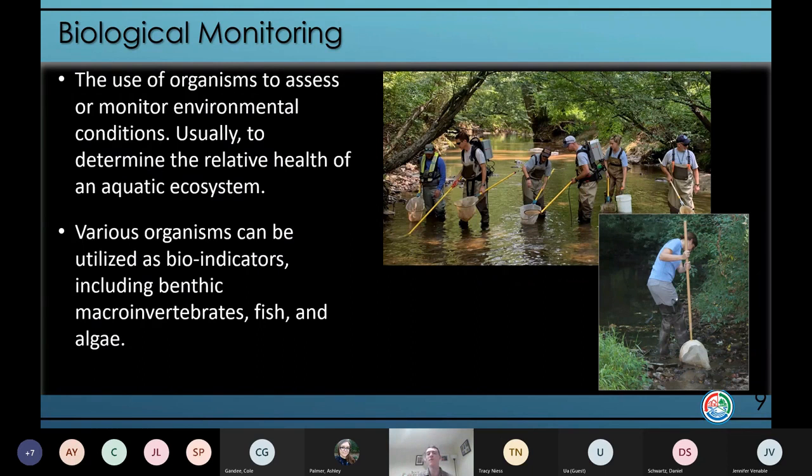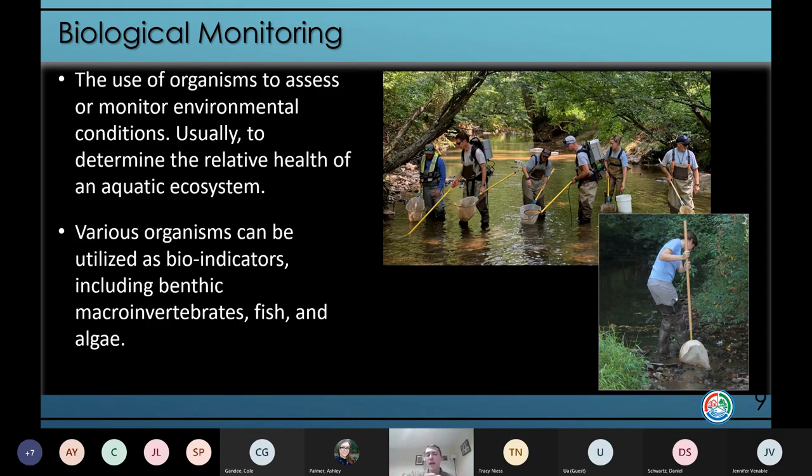And so most of them float to the top when they're stunned. And then people with the net scoop them up before they become unstunned. And then we put them in a bucket. So there's a person with a bucket back there. And once we get up to the net, none of the fish can get past that net. So we're able to catch all the fish in that area.